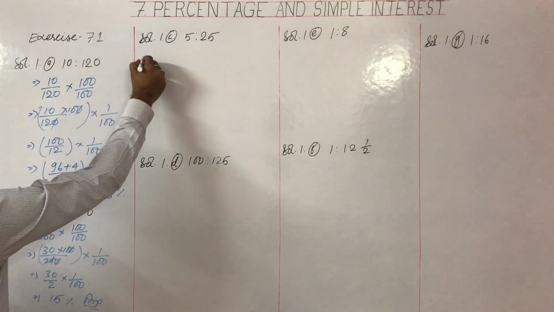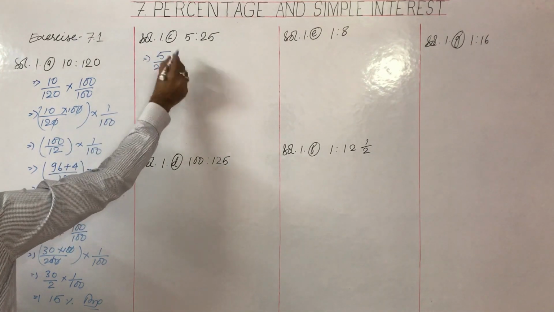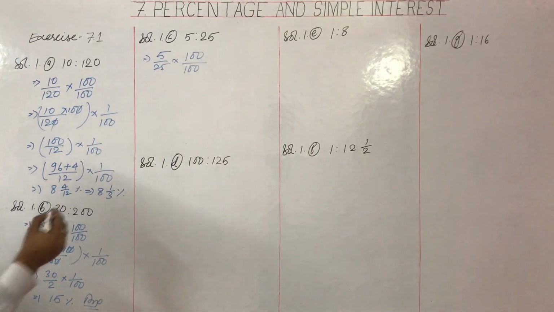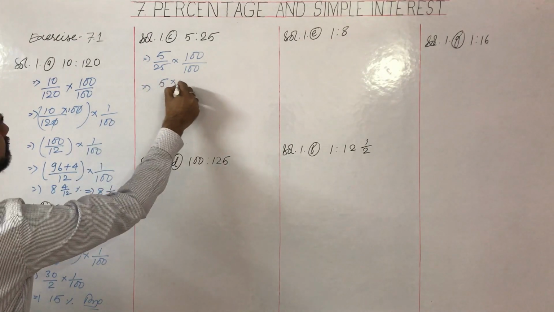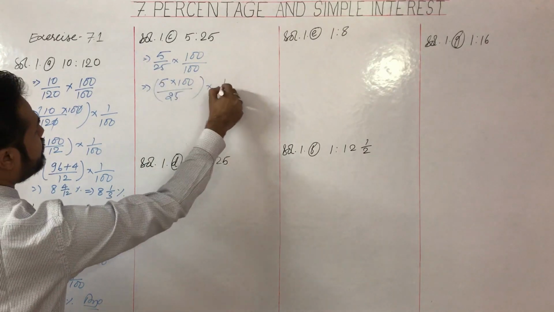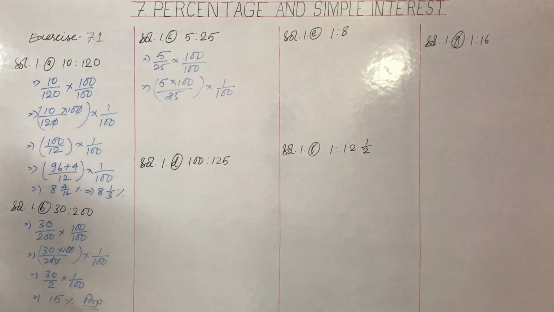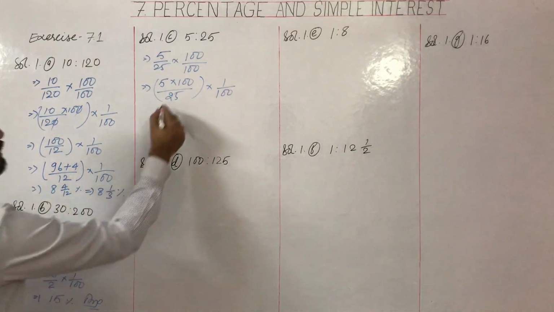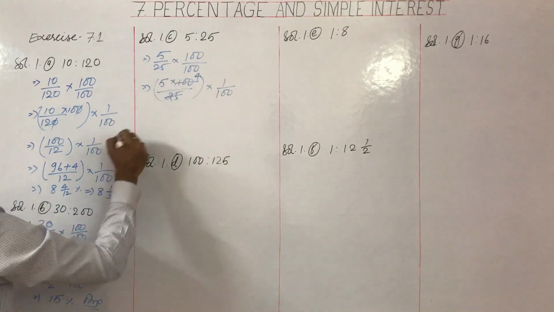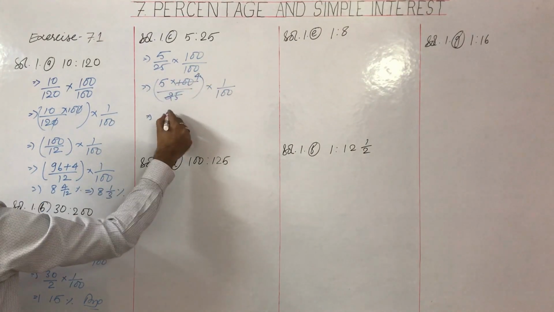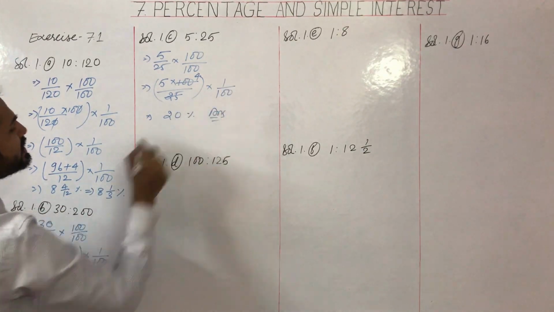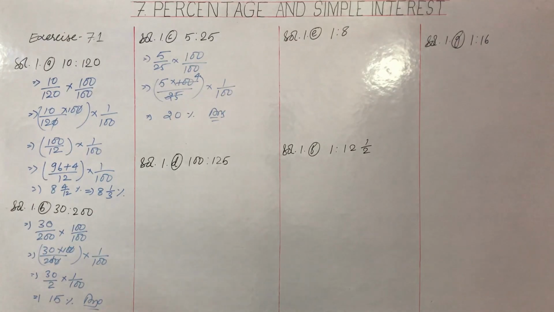Third, again 5 by 25 in fractional form. Then multiply this fraction by 100 by 100. Then in the next step, write 5 into 100 by 25 and separately write 1 by 100. Now 25 4s are 100. So 5 into 4 is 20, and 1 by 100 becomes percent. So 20% is the answer.